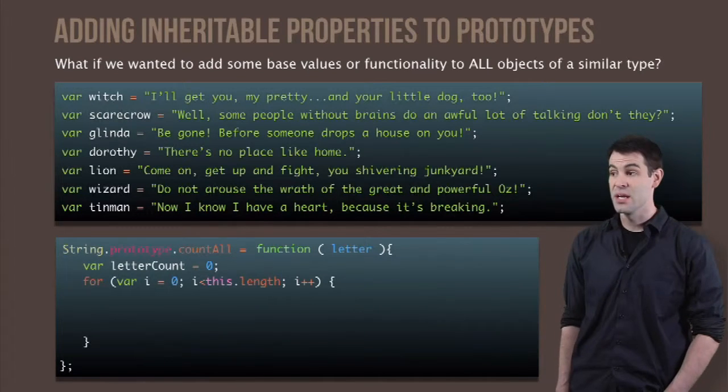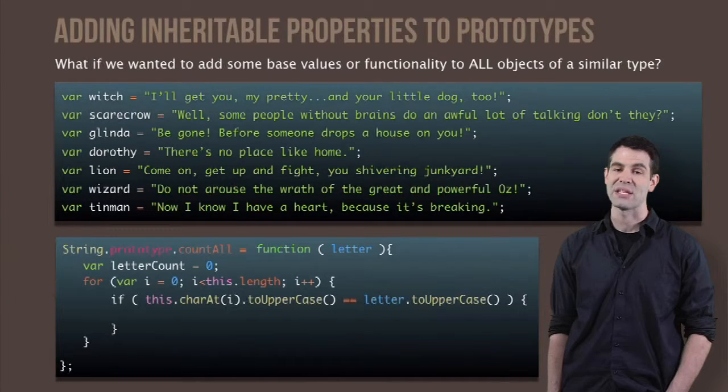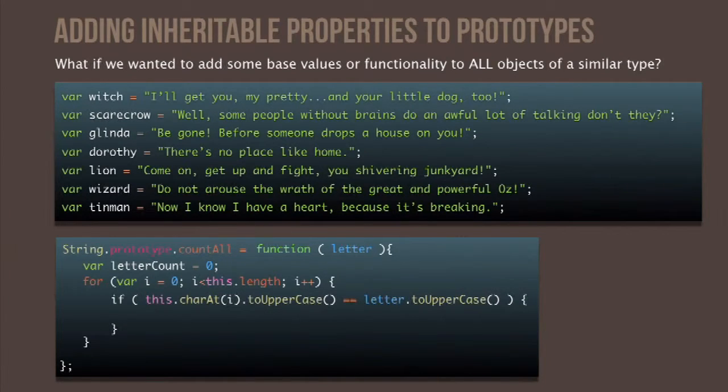Now here's where the money is. This is the conditional that checks to see if we have found the right letter as we move through the string. Let's look at the left-hand side of this conditional. We have this, which refers to the string that's calling countAll. And then we have charAt(i). What's that doing? You know what that's doing. It's looking at a particular letter inside of the string.